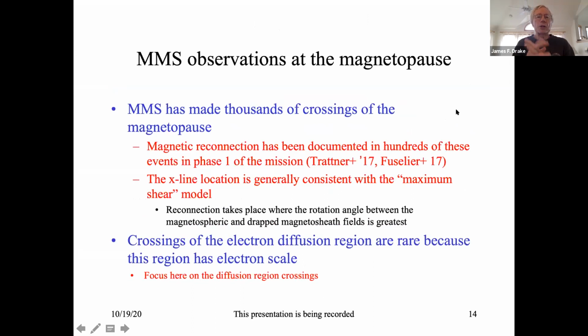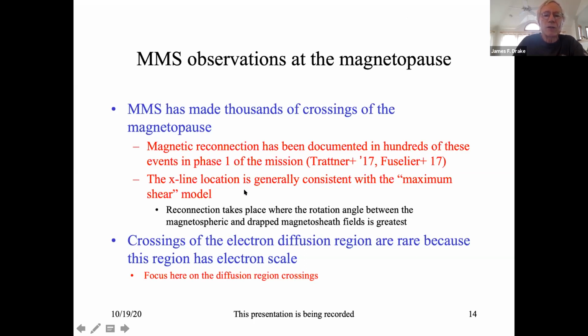Okay, so I now want to start saying something about MMS observations, and I'm going to focus strictly on the magnetopause. MMS has made thousands of crossings, and magnetic reconnection has been documented in hundreds of these events. I'm just mentioning phase 1, and I don't have a count over the whole history of MMS, but under phase 1, hundreds of events have been seen.